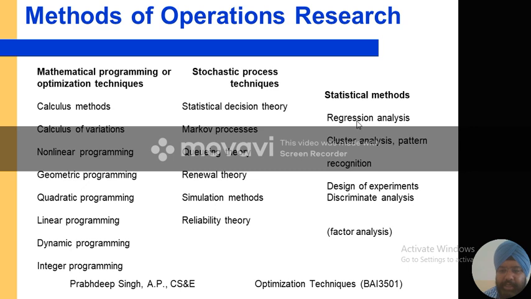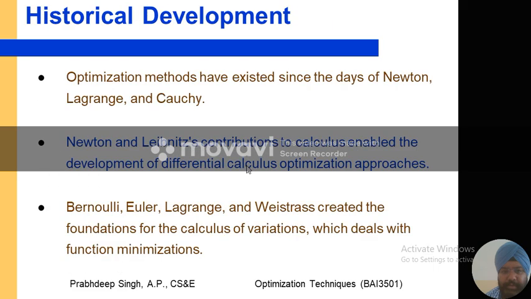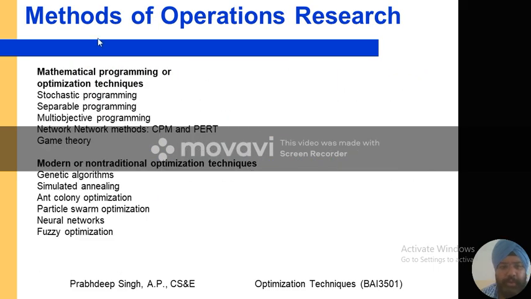Under statistical methods, we are going to study regression analysis, cluster analysis, pattern recognition, design of experiments, discriminant analysis, and factor analysis. Other methods are also defined under operations research in mathematical programming, or you can say optimization techniques, that is stochastic programming, separable programming, multi-objective programming, where we have multiple objectives which contradict each other, network methods, and game theory.